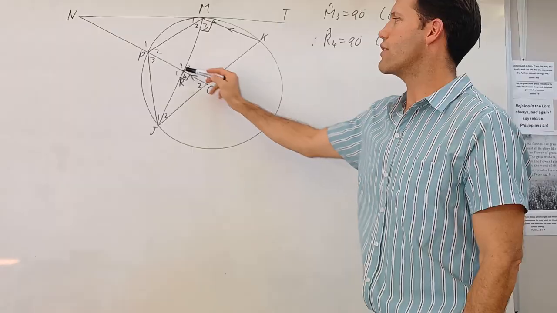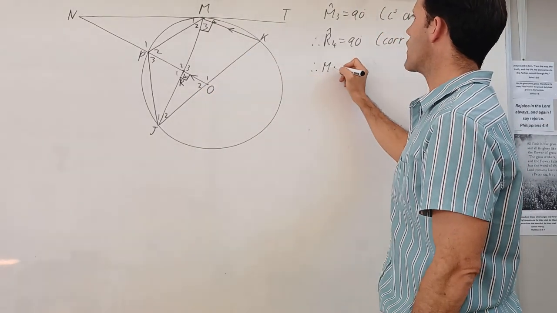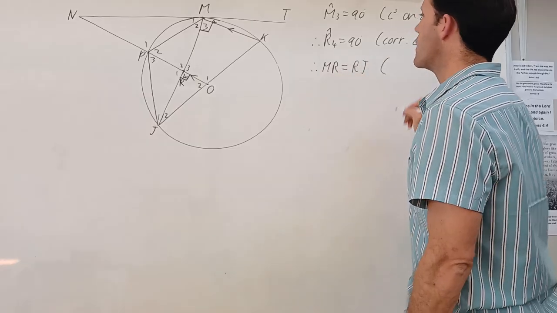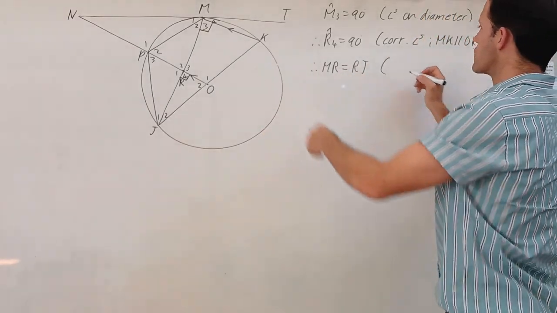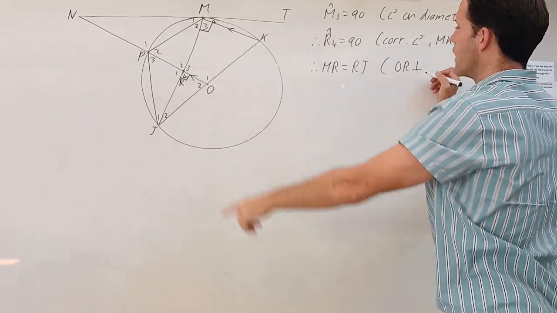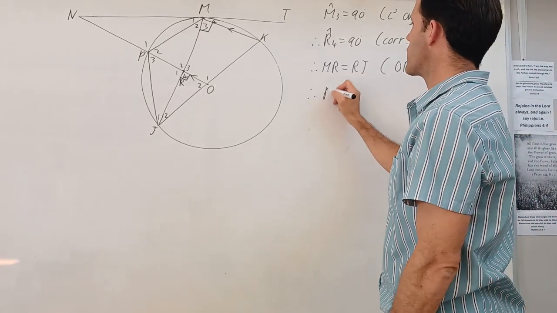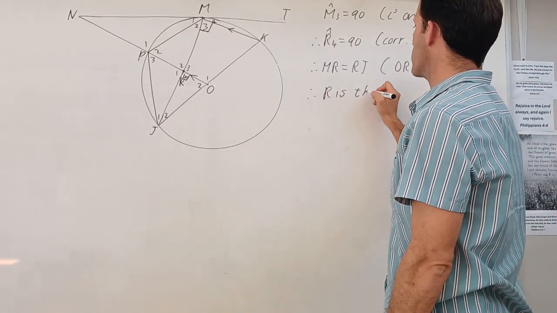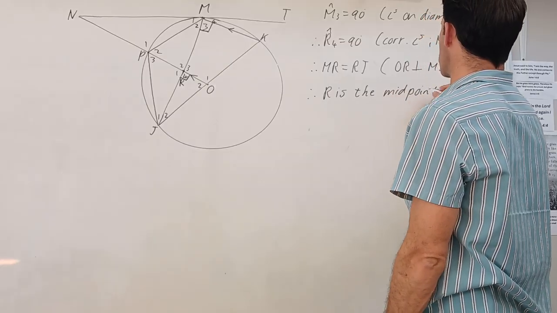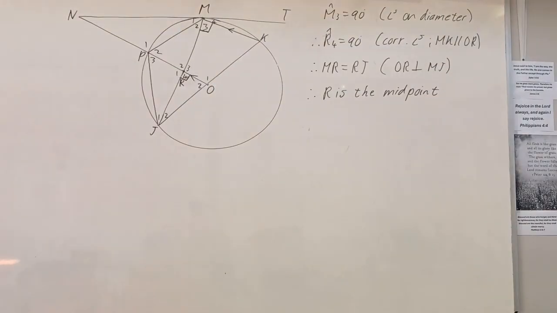And then we can say therefore MR is equal to RJ, and our reason, because OR is perpendicular to MJ, and therefore R is the midpoint. Okay, so that was the first question. R is the midpoint. That was question 1. Okay, now the next one.